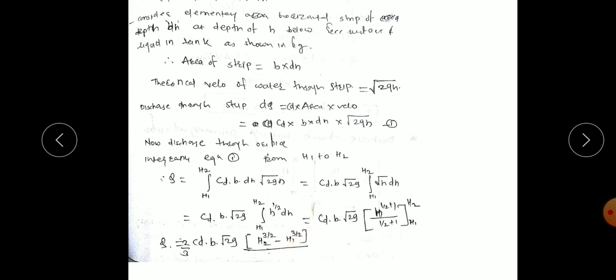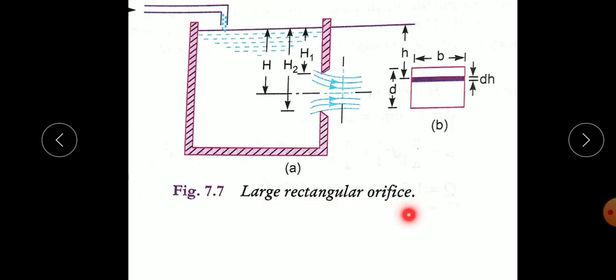So again we can see that the discharge through the orifice directly depends on the head. If h2, or the head available, is more, we get more discharge through the orifice. So Q directly depends on the head available. Now this is the formula for a large rectangular orifice that is freely discharging.